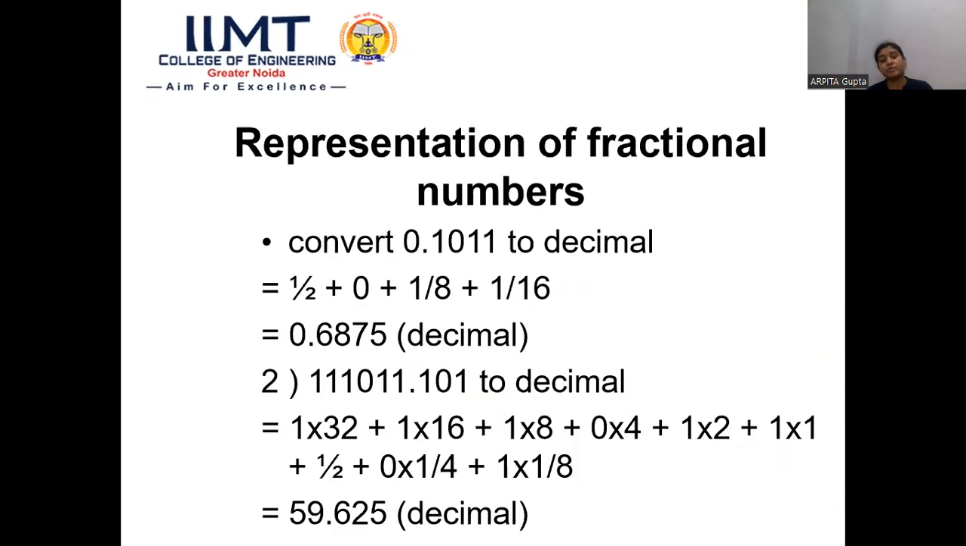Now representation of fractional numbers. Fractional number means numbers with a decimal point. If we convert any fractional number into a decimal number, the same process is used: the multiplication algorithm is used, but after the decimal point, we use the division algorithm for the same base.